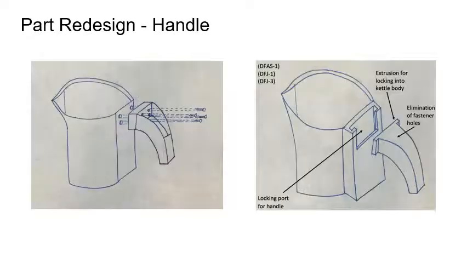We also found our kettle body module would be a source for design improvement through the elimination of fasteners. The picture on the left shows our initial design for the two parts, while the picture on the right shows our redesign. The redesign includes a locking port for the handle, the elimination of the fastener holes in the handle, and an extrusion locking into the kettle body.